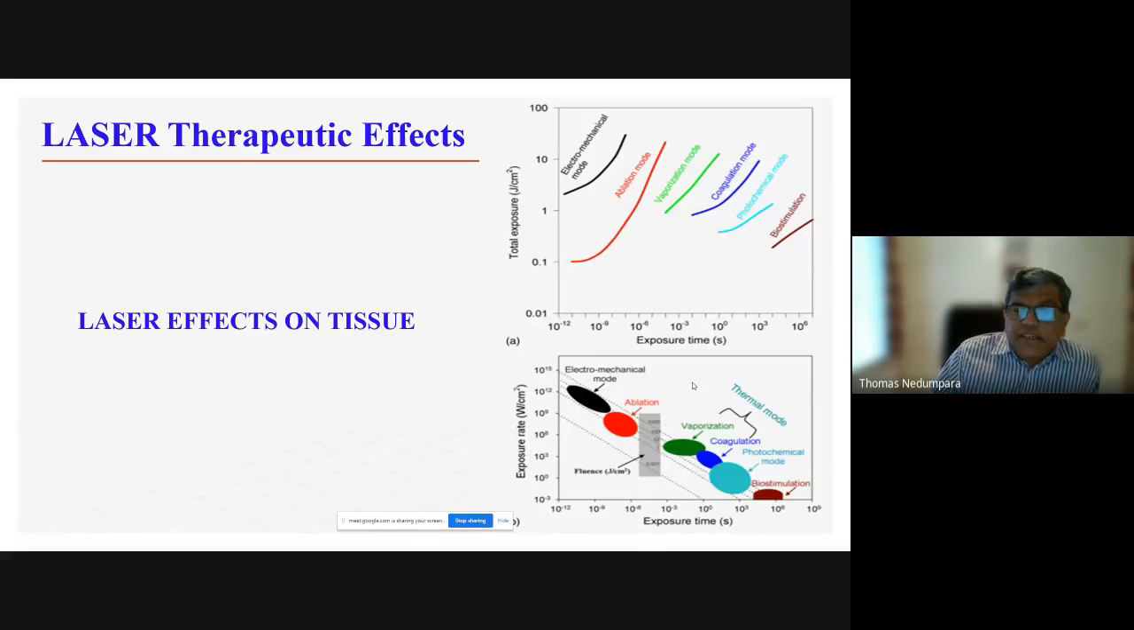So I'll summarize the 6 effects of laser on the tissue. At high energy and low wavelength or high frequency, you get electromechanical effect. At slightly higher wavelength, you get ablation. Still higher wavelength, you get vaporization. That's about 100-degree temperature. And at still lower temperature, you get coagulation. Still lower temperature, you get photochemical effect. And at the least temperature, you get biostimulation.